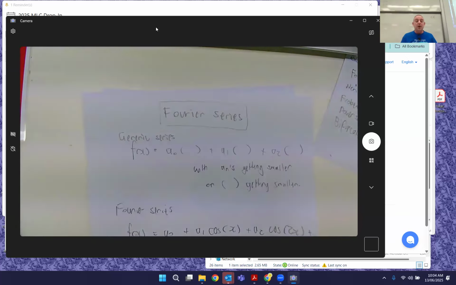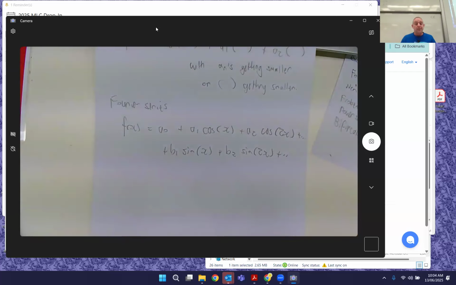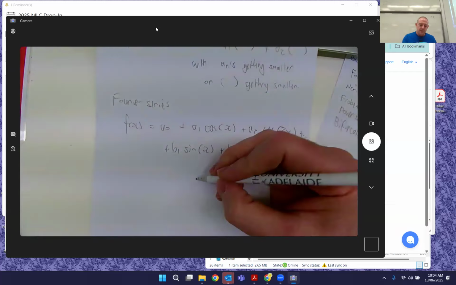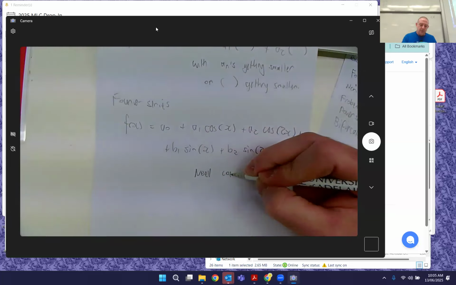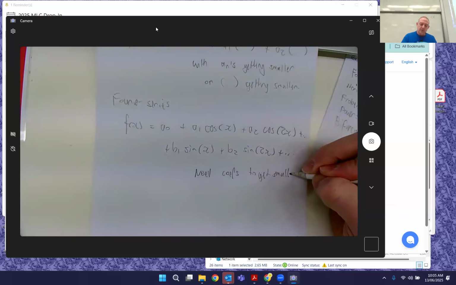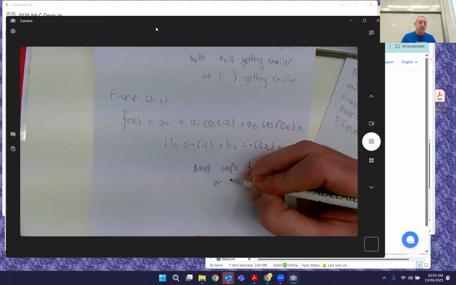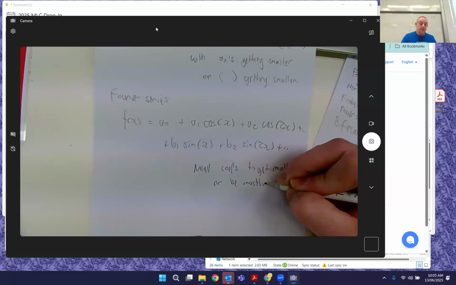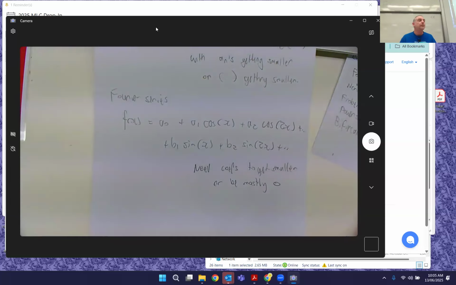Okay, so that's one of the ideas. And you need coefficients to get smaller or be mostly zero. That's what you hope for.